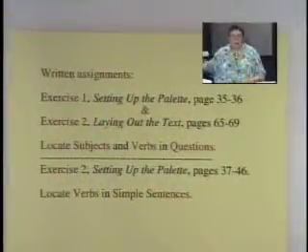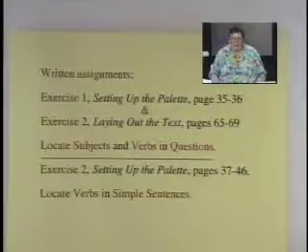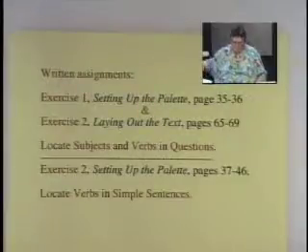I'm going to give you, in the way of written assignments, 2 for sure, possibly a third. The first one, in Setting Up the Palette, pages 35 and 36, really doesn't ask you to write anything. It sets up the writing exercise that I want you to do in advance of our next lecture, which will be in the other book, Laying Out the Text, and that will be pages 65 to 69. And we'll go over your answers to that assignment when we have our next lecture. Then we're going to do a practice exercise on locating subjects and verbs in the questions, and then just the verbs in simple sentences that appear in exercise 2 in Setting Up the Palette on pages 37 to 46.